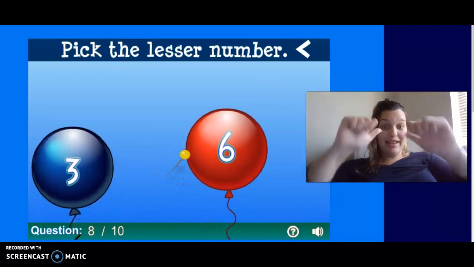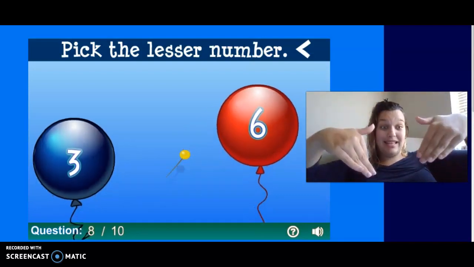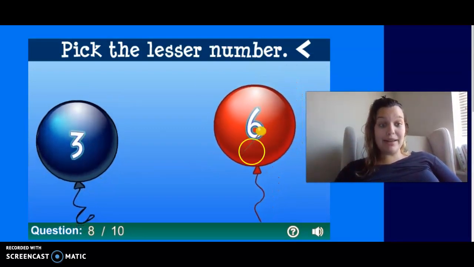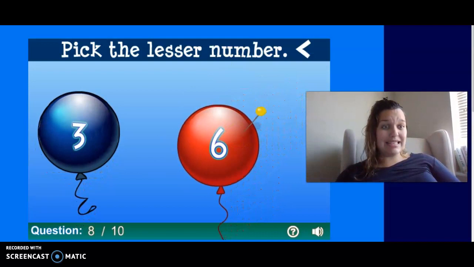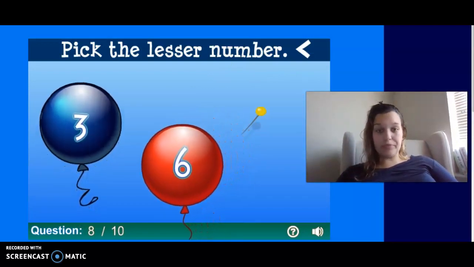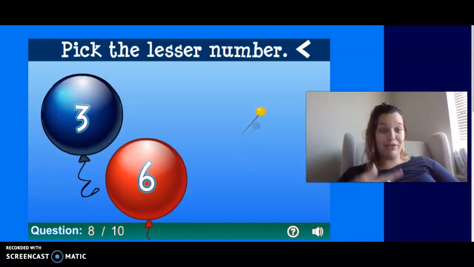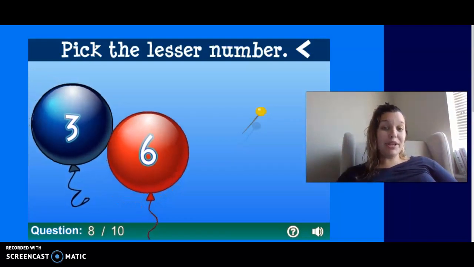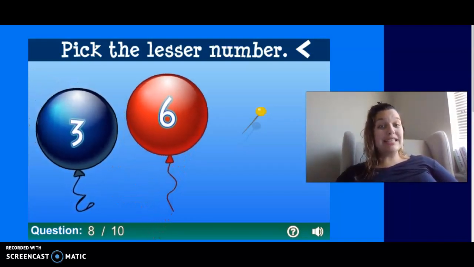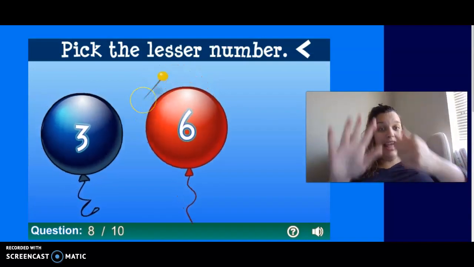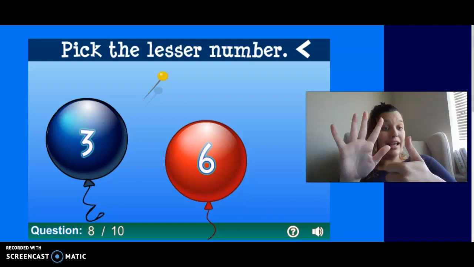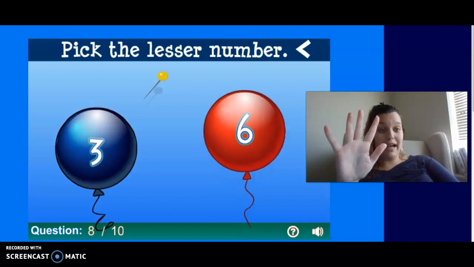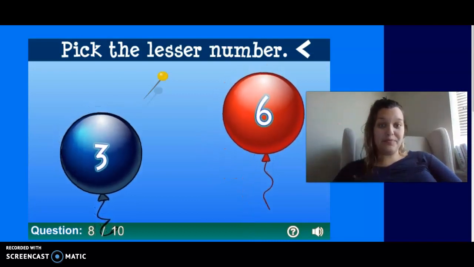Okay, so the next 2 I'm going to have you do on your own. You're going to have to tell me what number is less in this one, so the lower number. We have the number 3 here, and we have the number 6 here. Which one's less or smaller? If you think it's 6, put your hand on your head. If you think it's 3, put your hand on your belly. If you put your hand on your belly, you're right. 3 is less than 6. I have 6. To get to 3, I don't want to go 7, 8, 9, 10. I need to go down. I need to go 6, 5, 4, 3.